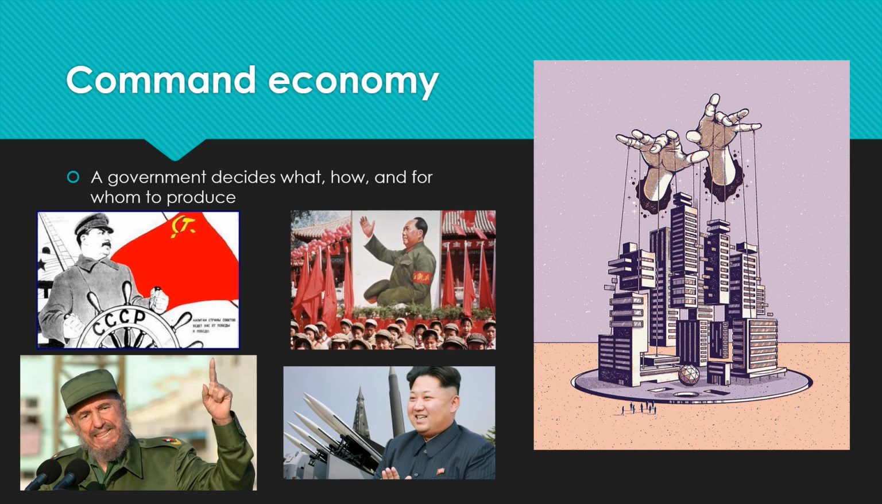Command economy is really the opposite extreme. We have a government that decides what, how, and for whom to produce. So usually when we think of command economies, it could be socialist. In its most extreme form, it would be communist. And so you have some examples there in the pictures. So let's move on to the next slide to again get some more details on these things.